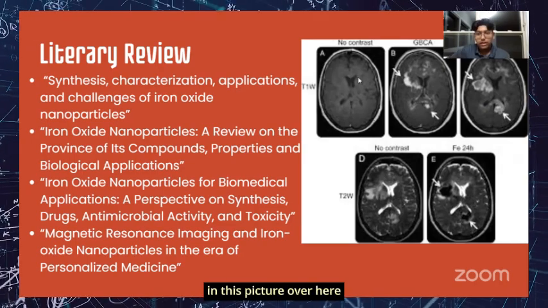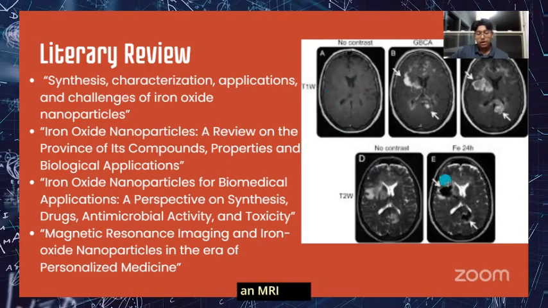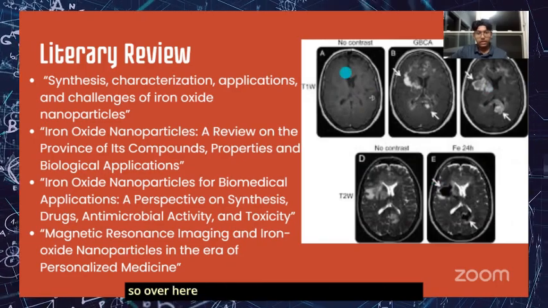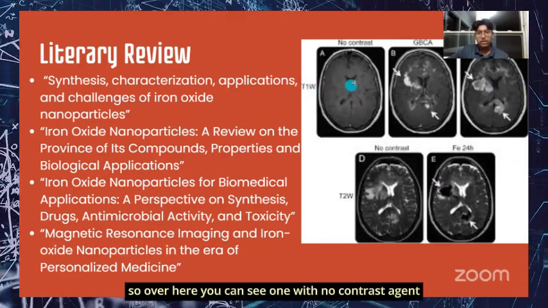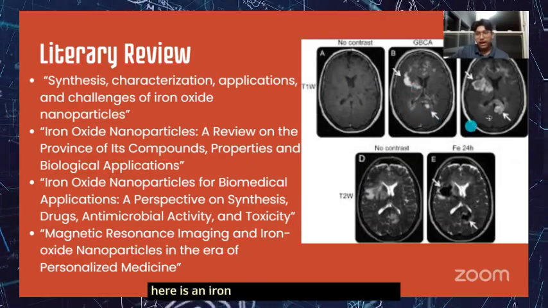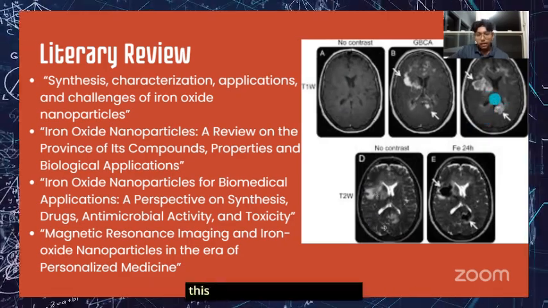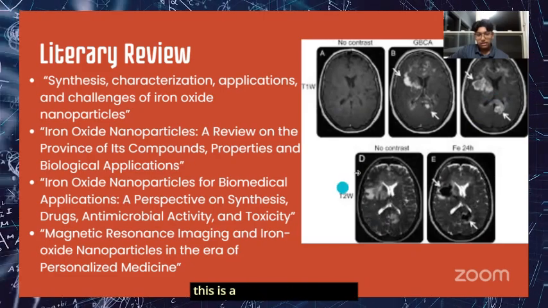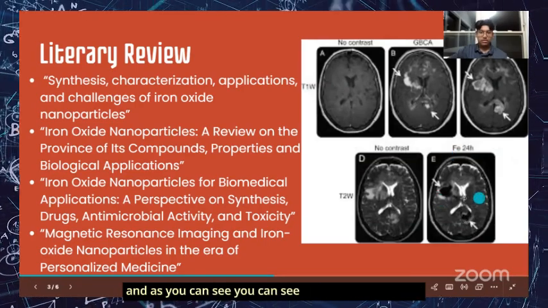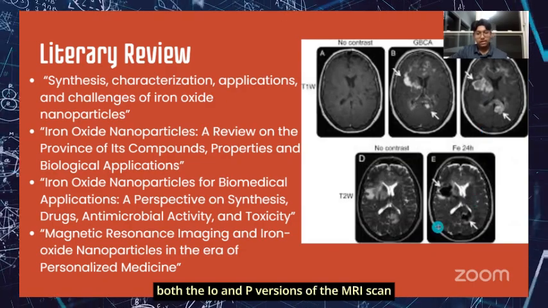In this picture is a chart of an MRI scan using different types of contrast agents. Here you can see one with no contrast agent. This one is with a gadolinium-based contrast agent. This is an IONP of maghemite. This is T2 weighted imaging. This is the one with no contrast, and here's one with an IONP. As you can see, there is way more visible in both the IONP versions of the MRI scan.